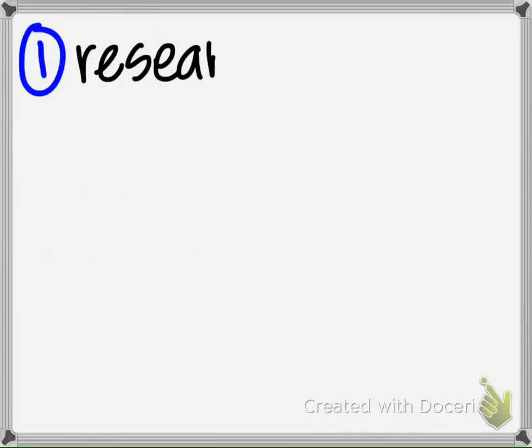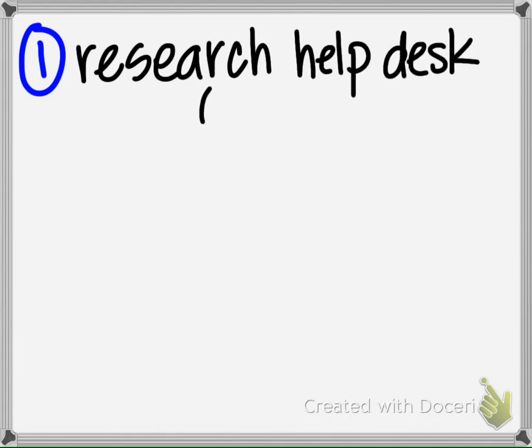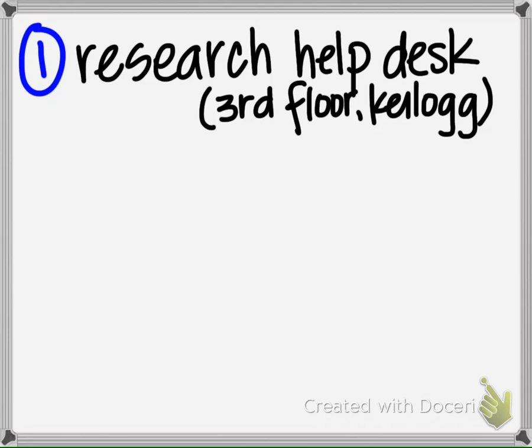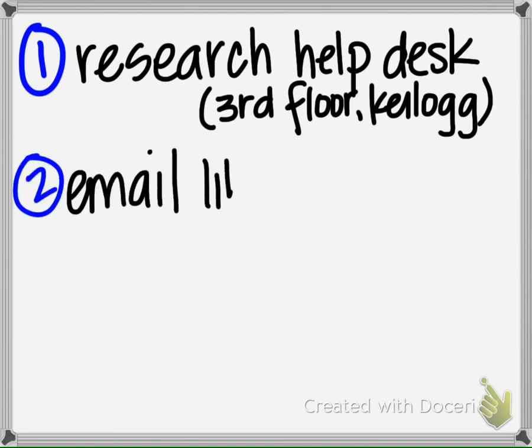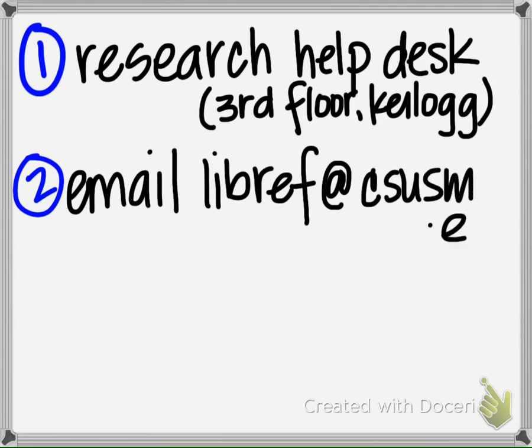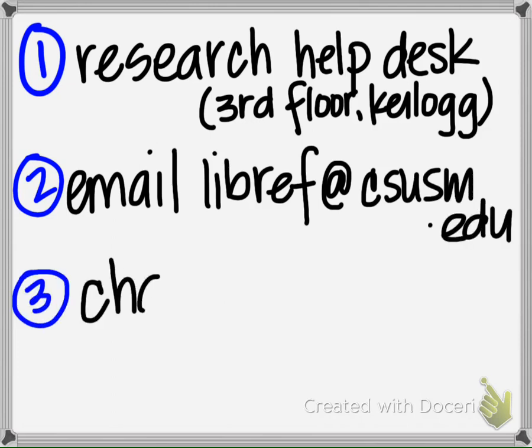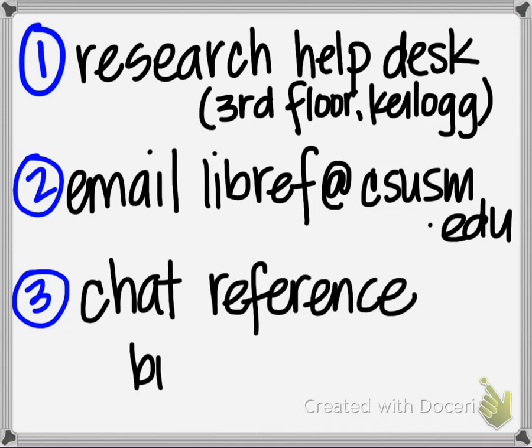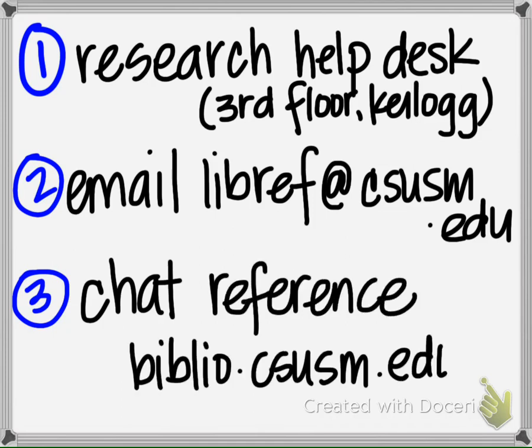You can get help at the Research Help Desk on the 3rd floor of the Kellogg Library. We are open during the semester, 8 a.m. to 9 p.m. We have students who staff the desk, and they will call a librarian when they need assistance. You can email our reference librarians, and they'll get back to you within 24 hours. Or you can chat with us live. We are available on chat from 8 a.m. to 9 p.m. during the regular semester, and you can just go to the library homepage to do that.